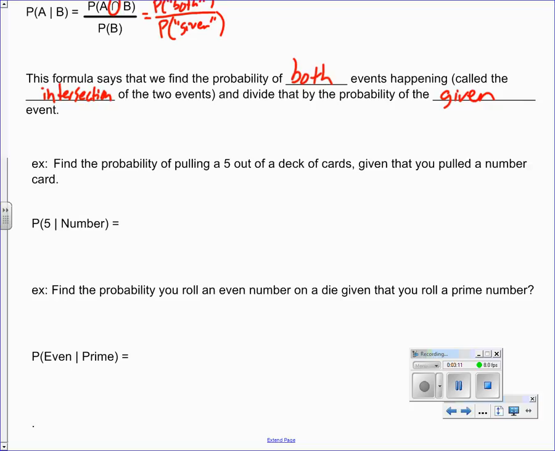So let's go through this example here to show you what conditional probability means. Find the probability of pulling a 5 out of a deck of cards given, that's our keyword that tells us it's conditional, given that you pulled a number card. So we have two events happening here. Pulling a 5 out of a deck of cards, that's our A, our first event. We're trying to figure out the conditional probability that we pull a 5 out of a deck of cards, given that this second event, pulling a number card, already happened. So that's our B event.